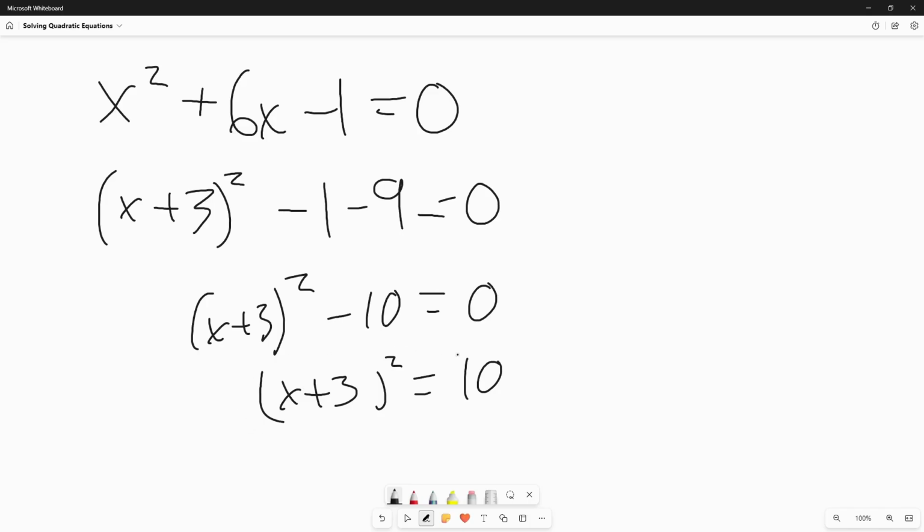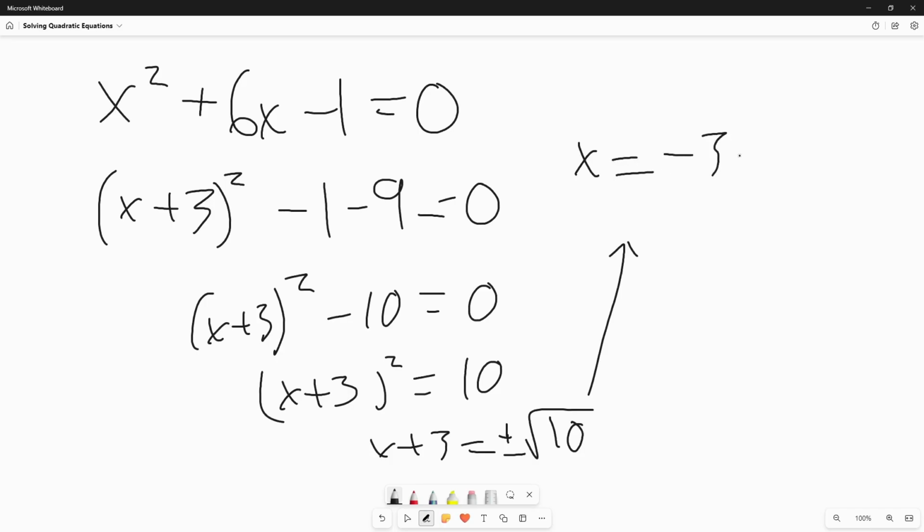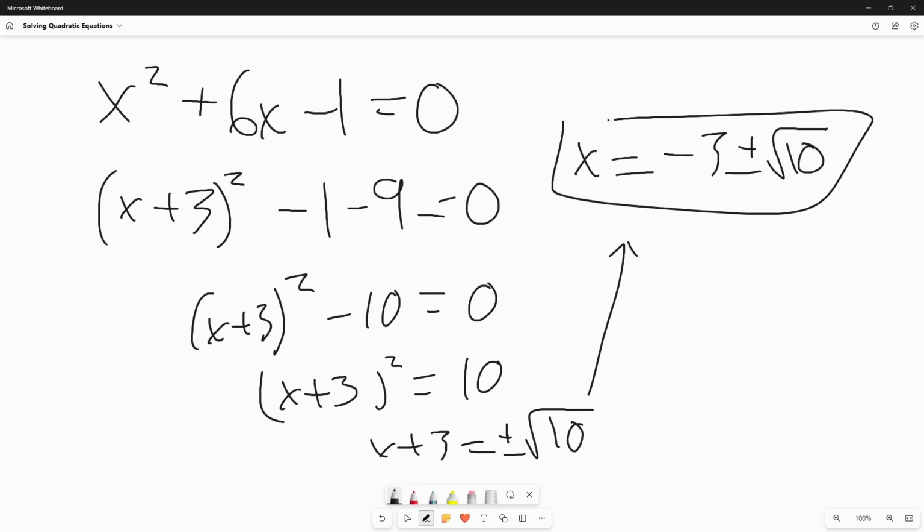And let's just take the square root of both sides. So that would be x plus 3 equals square root of 10. But since we have x plus 3 squared equals 10, this can be positive or negative. So we just write positive or negative square root of 10. And then we get x equals -3 plus or minus the square root of 10. And these are our two answers.